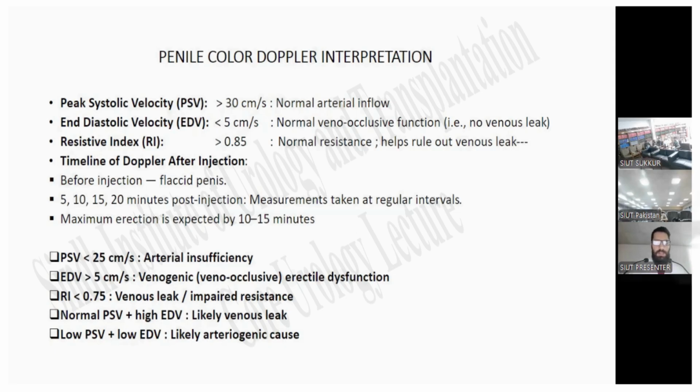A PSV of less than 25 centimeters per second represents arterial insufficiency, and diastolic velocity of more than 5 centimeters per second represents vasogenic erectile dysfunction or veno-occlusive disease. A resistive index of less than 0.75 shows venous leak or impaired resistance. Normal PSV along with high end-diastolic velocity usually represents venous leak, while a low peak systolic velocity and a low end-diastolic velocity usually represent an arteriogenic cause of erectile dysfunction.